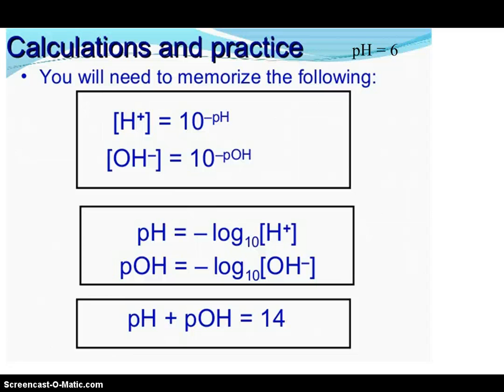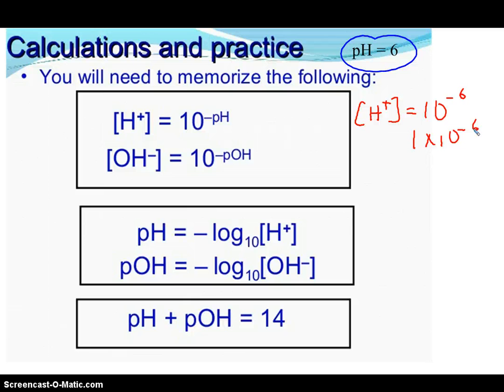So let's use our example right here. If the pH is 6, then the hydrogen ion concentration would be equal to 10 to the negative 6, which is the same as 1 times 10 to the negative 6. So that's pretty straightforward. Now, what if it's not an integer? We'll get into that a little bit, and that's where your calculator is going to come in handy.